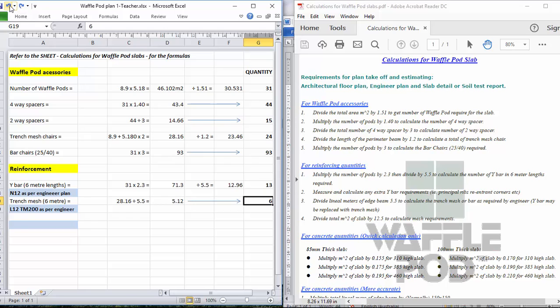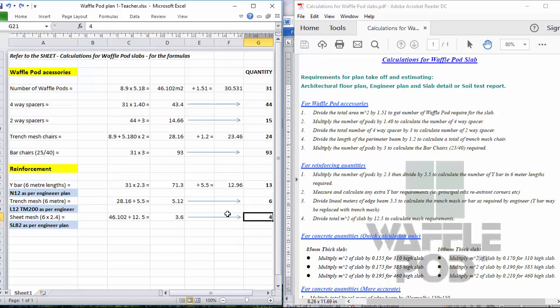Then our next step is the sheet mesh, and this is SL82 as per the engineer's plan. To calculate the sheet mesh, it's the total area divided by 12.5. So our total area is 46.102, and we divide that by 12.5, which gives us 3.6 sheets. We can't get 3.6, so we round it up to 4 sheets.